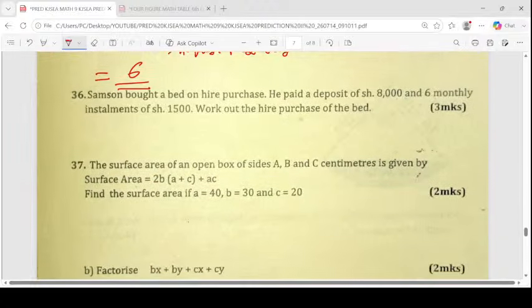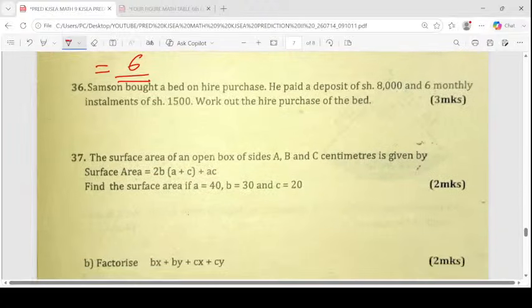Question number 39. Samson bought a bed on hire purchase. He paid a deposit of 8,000 shillings and 6 monthly installments of 15,000 shillings. Work out the hire purchase price of the bed. The hire purchase price is usually given by the formula: the deposit plus the number of months times each installment.